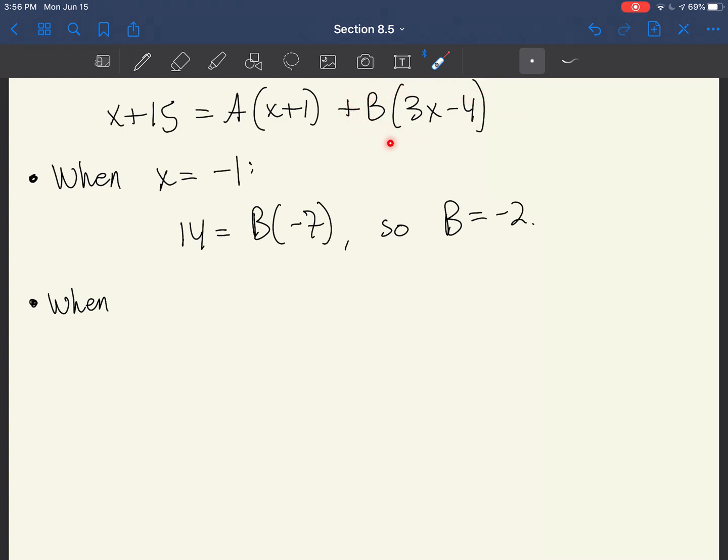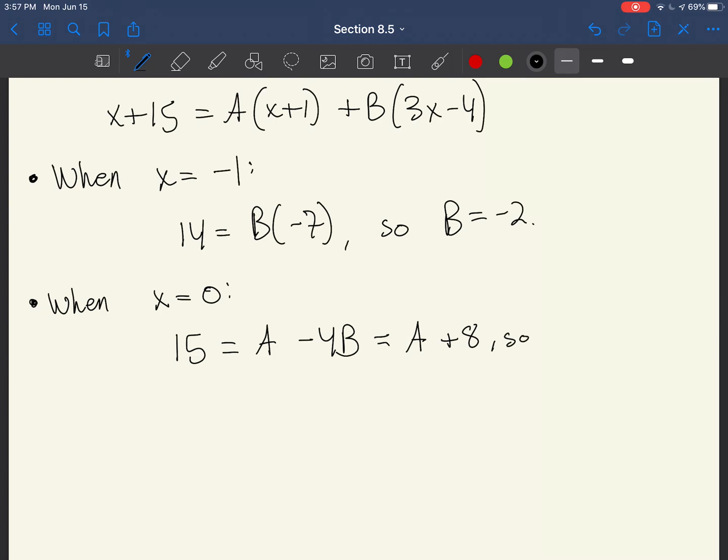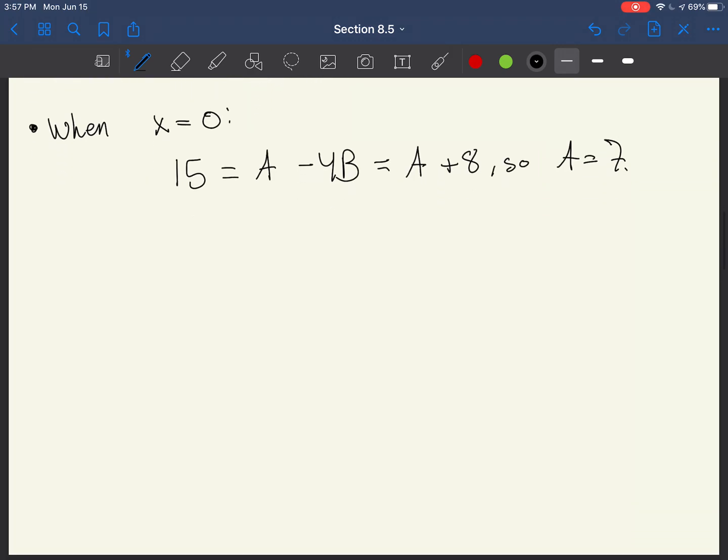Looking at the next one, we could choose 4/3 to get rid of b, but then we'd have fractions. I don't really want to deal with fractions. So let's use the fact we've already found b and just pick an easy value. Just pick x equals 0. So when x equals 0, we have 15 equals a minus 4b. Well, a minus 4b is a plus 8, since b is negative 2. So then a would have to equal 7.